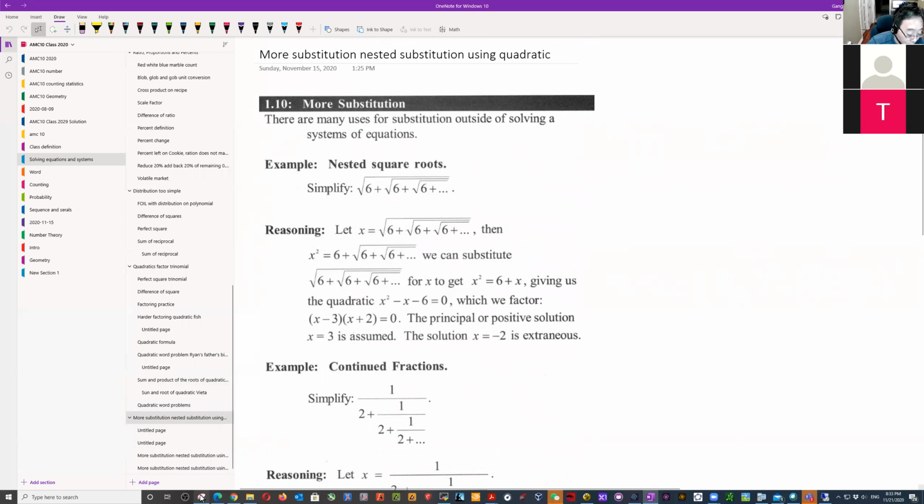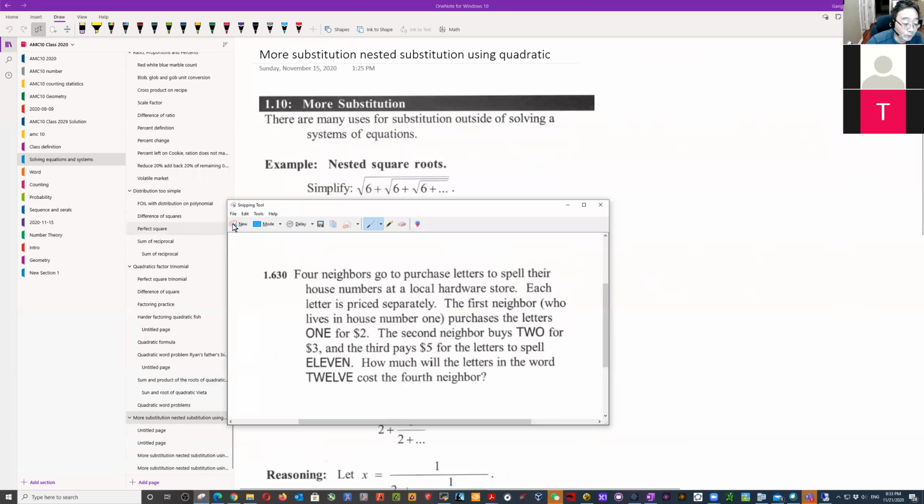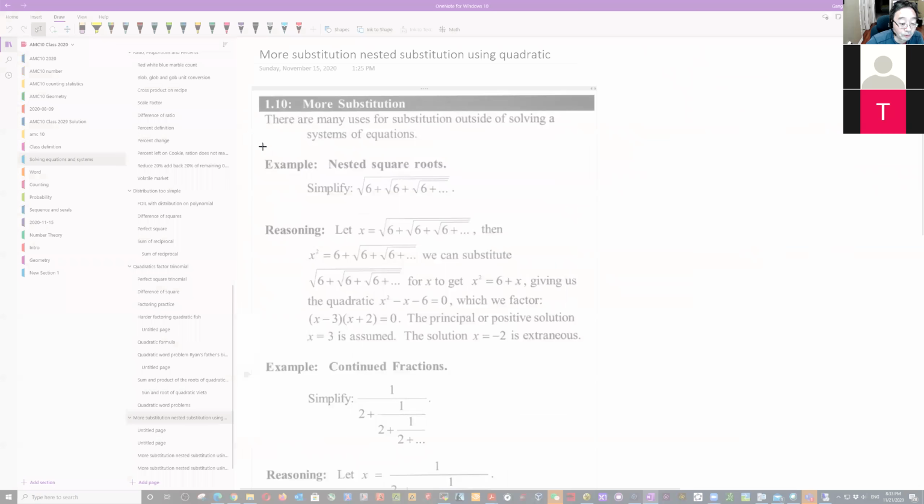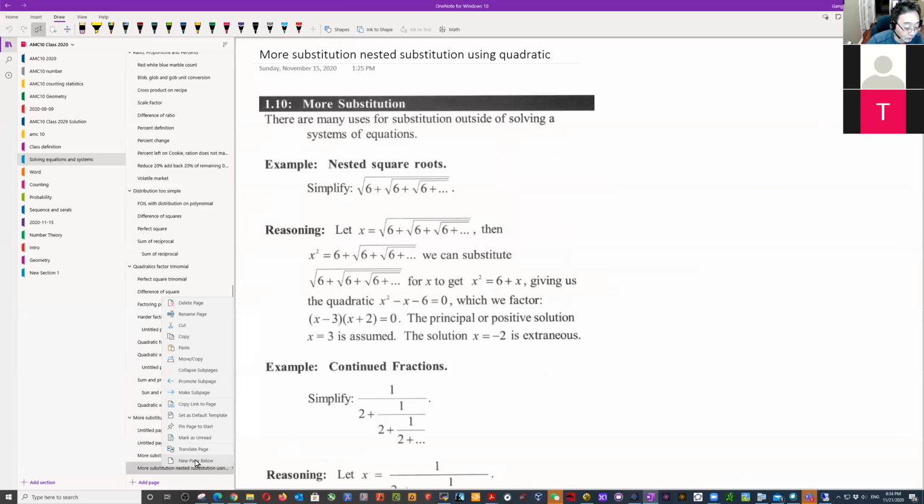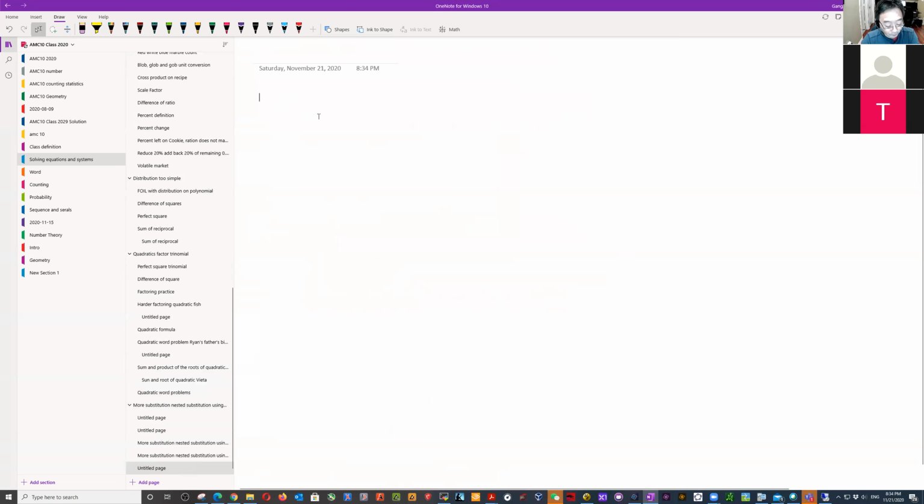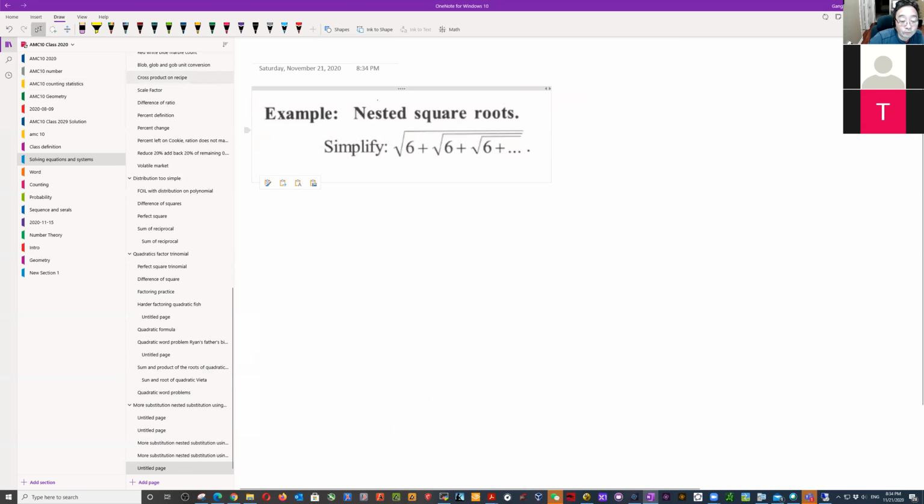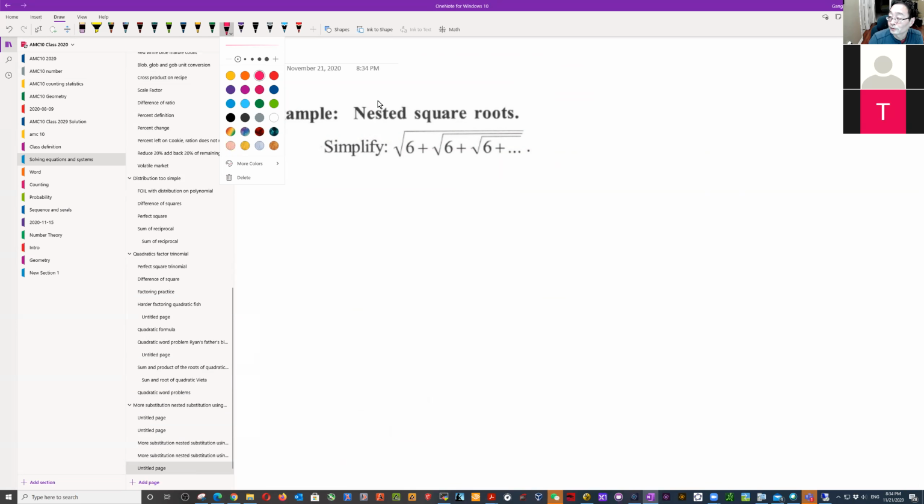And so a lot of quadratic equations are actually like infinite. This is an infinite root and looks extremely difficult, but is actually extremely easy to tackle. Let me show you how. So this is a nested square root. How do we simplify it?